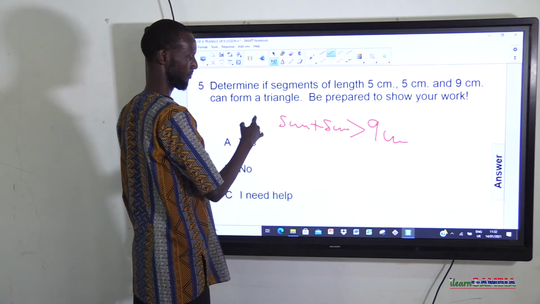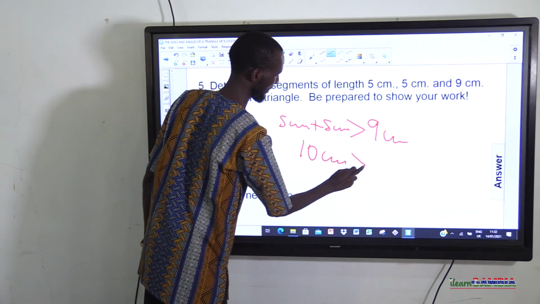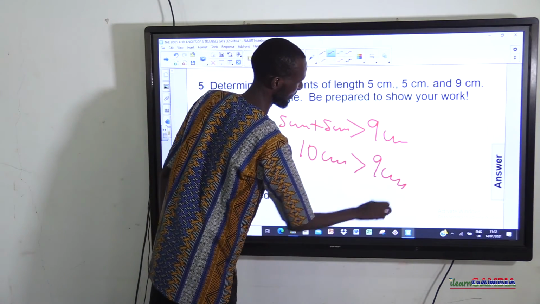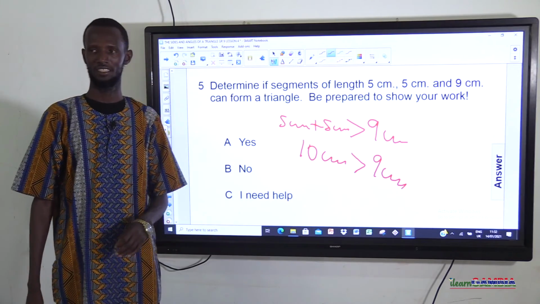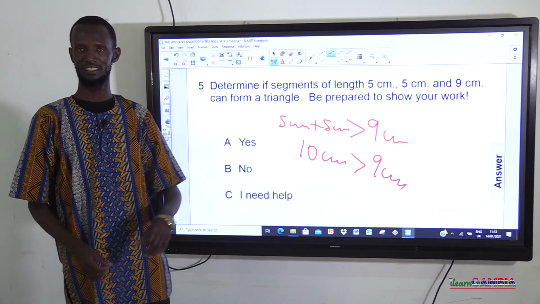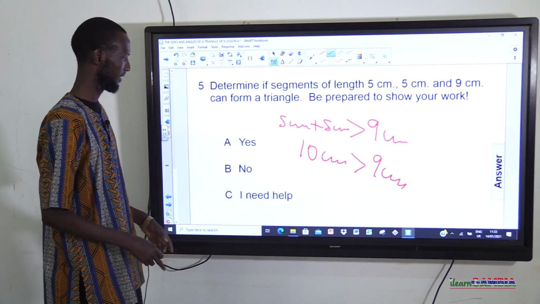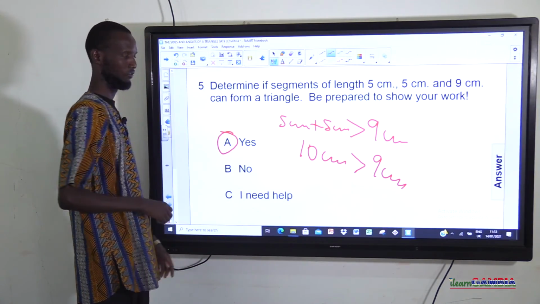If you add that up, you get 10 centimeters. Will that be greater than 9 centimeters? Yes, it is. 10 centimeters is definitely greater than 9 centimeters. Okay? So this will form a triangle, and we can say yes. Answer here would be yes.